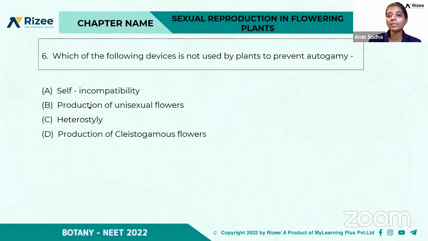Which of the following devices is not used by plants to prevent autogamy? Self-incompatibility, production of unisexual flower, heterostyly, and production of Clistogamous flowers. Yeah, D is the right answer. So all these are the devices used by the plants to prevent self-pollination and to promote cross-pollination. But production of Clistogamous flowers is not the way, because this always leads to autogamy. Okay, so we'll see a few more questions.